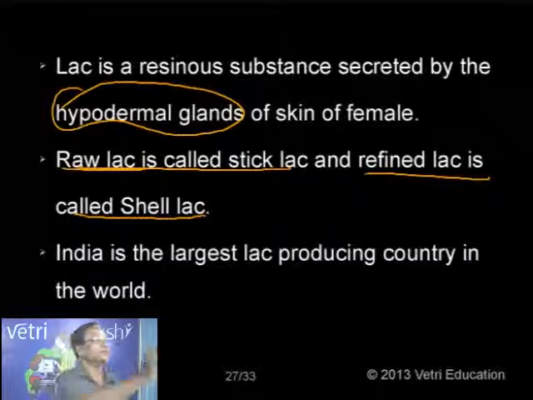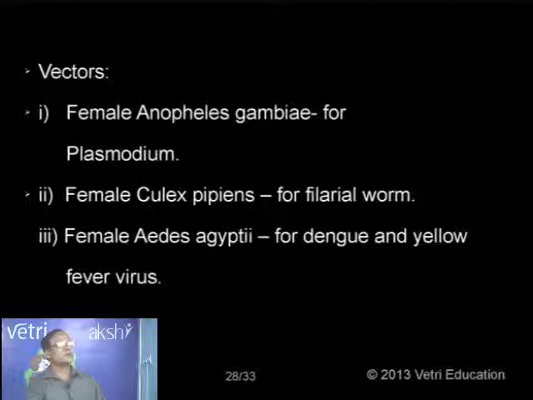Now, some of the insects also act as vectors. You know the meaning of vector, the disease transmitting agents. So, in the case of arthropods, we have a number of insects responsible for causing the tropical diseases. Normally, you know that the insects multiply more and more in tropical countries because they have the ability to multiply in such a temperature in large numbers. So we have a number of vectors.